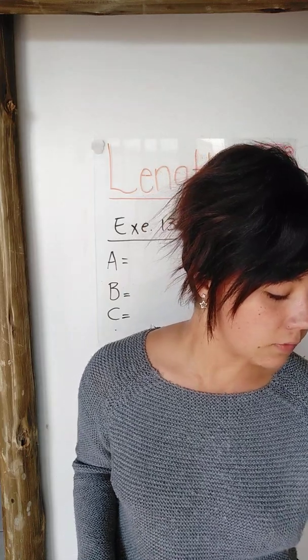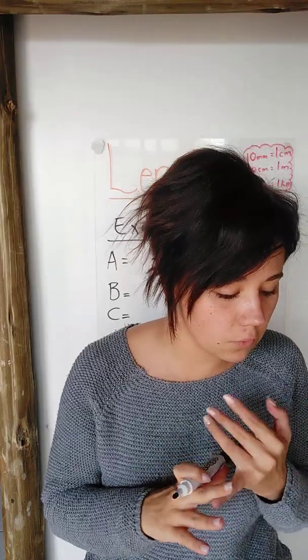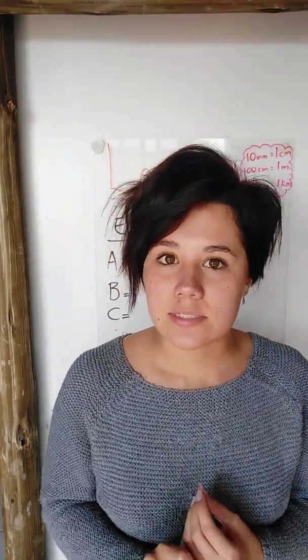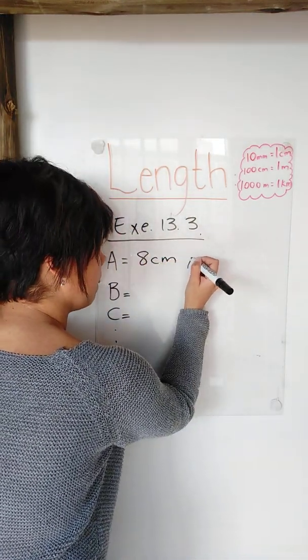Then you're going to first look at the line. So at A, there is a long line. So I'm talking about the lines, the colored lines. You're going to first of all estimate. So I think that long red line is about 8 centimeters long. So then you're going to write 8 centimeters. Then you're going to make a comma.